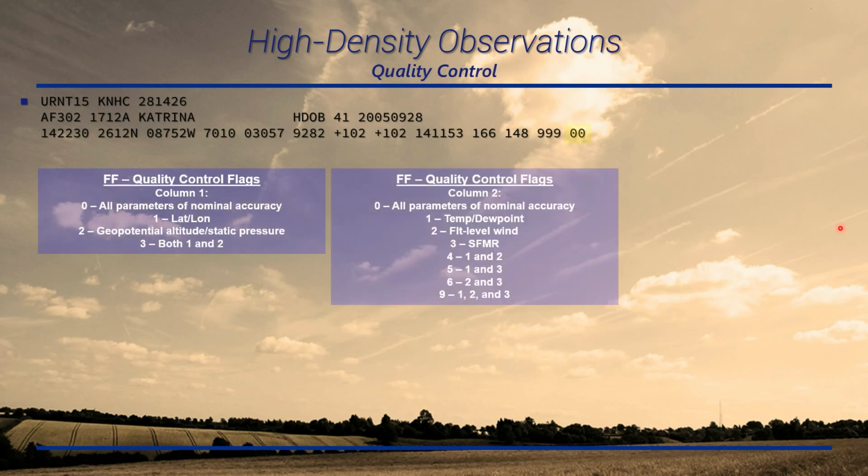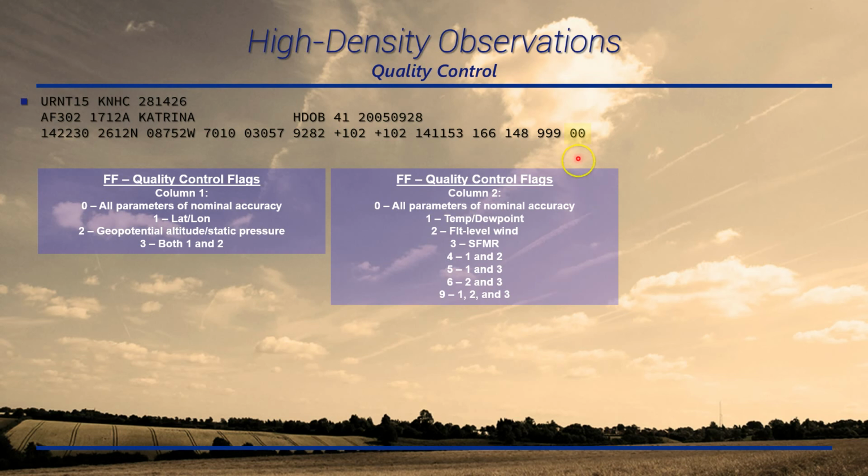And then this is a very important column that kind of gets overlooked during crazy moments. This is the quality control section. What you're looking for here is double zeros. If you see 2 zeros here, this line can generally be used verbatim. All parameters are within the normal range of accuracy.